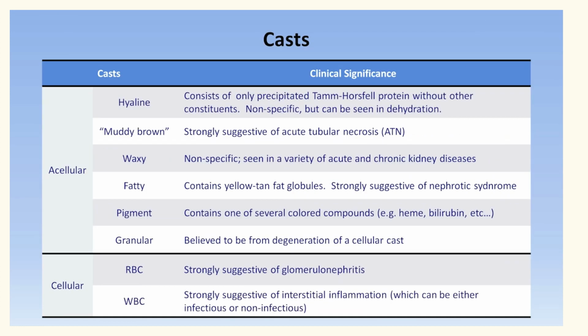Moving on to casts, there are two main types of casts, acellular and cellular. Cellular casts can be RBC or WBC. RBC would again indicate glomerulonephritis, WBC again would indicate infection. Acellular, the most common casts would be the hyaline, the muddy brown, and the fatty casts.